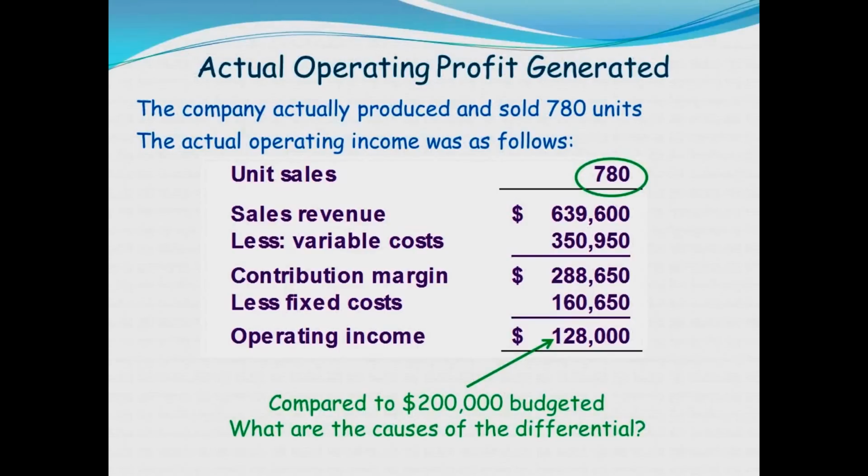And now you have to start asking questions. Is it because they sold less, or is it because their fixed costs were out of control? Maybe their variable costs were out of control. Maybe they sold it for a different price. We don't know exactly where it came from. We can be pretty sure that the fact that they sold 220 units less than expected is a contributor. But we don't know how much that contributes versus other items.